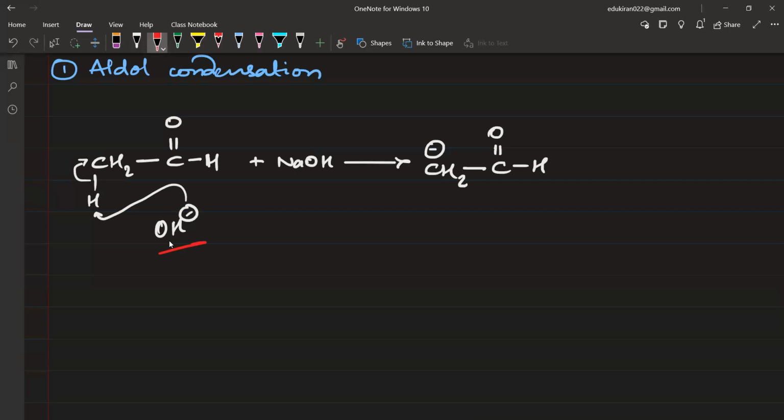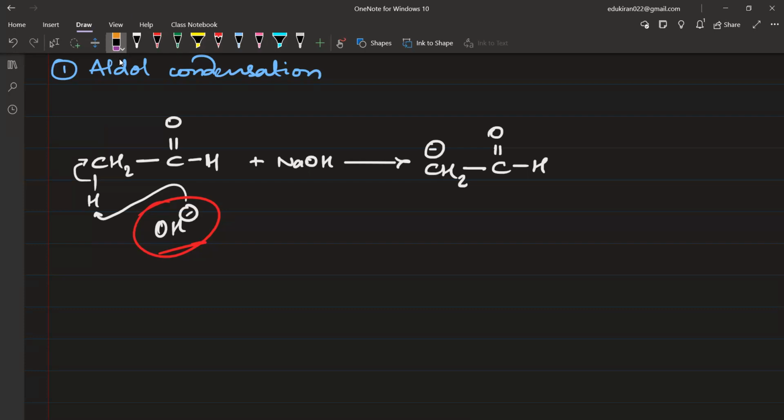So tell me, OH negative will attack the first carbon or second carbon? OH negative is acid or base? Base. Does a base give hydrogen or take hydrogen? Takes hydrogen. So OH negative will take hydrogen. So that's what it is doing. OH negative will be coming with electron.